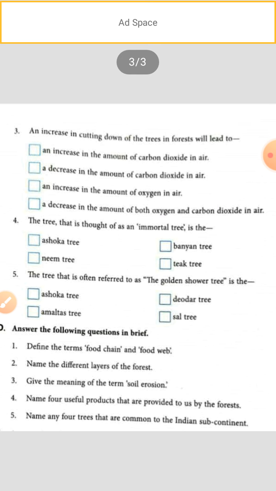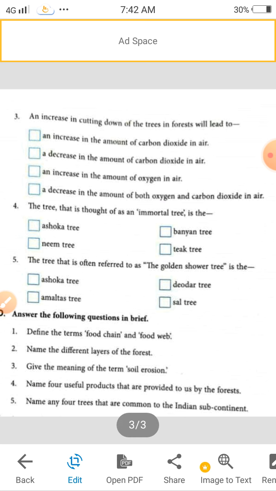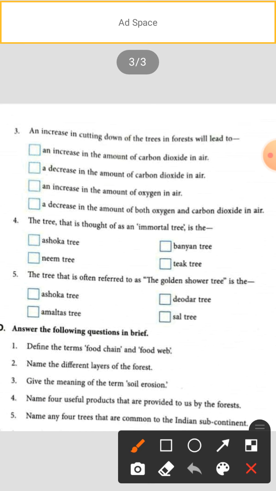Next question: name the different layers of the forest. There are mainly 4 layers of the forest. First layer is the forest floor layer. Second is the understory layer. Third is the canopy, and fourth is the emergent layer. The fourth layer, the emergent layer, is only found in the tropical forest. Otherwise, in a normal forest, only 3 layers exist: the forest floor layer, understory layer, and the canopy.